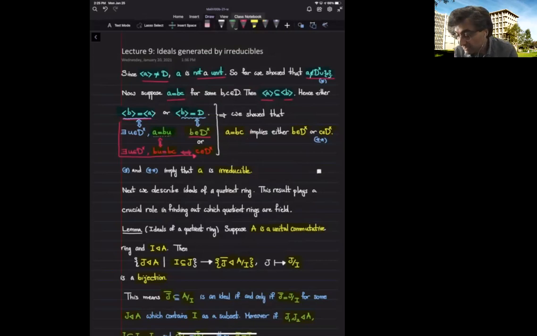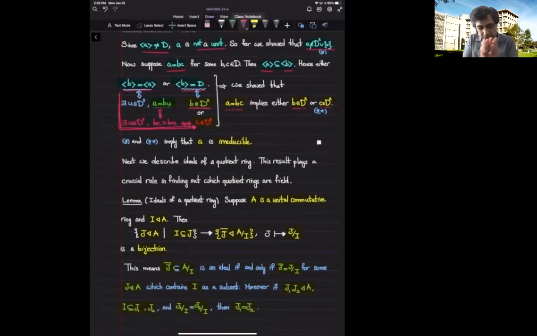Now I write it down, and instead of A, I'm going to write BC. Maybe it's better if I switch the order of them. I write it like this. So this implies that BC is BU. Now I use the cancellation law and deduce that C equals U is a unit. So if the first condition happens, then I can deduce that C is a unit. Now, if the second condition happens, that implies that B is a unit. In either case, we see that A equals BC implies that either B is a unit or C is a unit. So altogether, we get that A is irreducible. Okay, good.